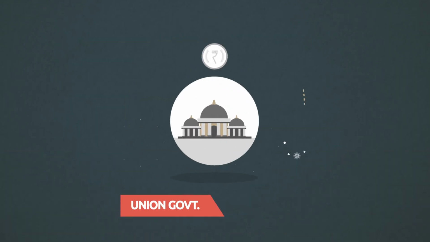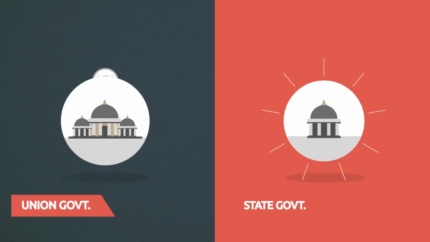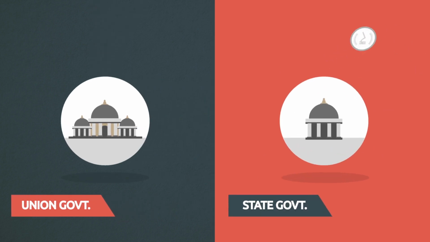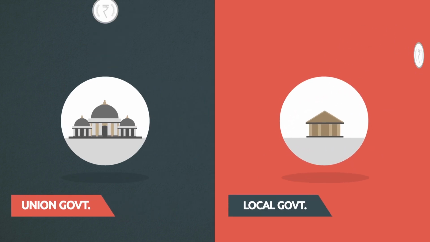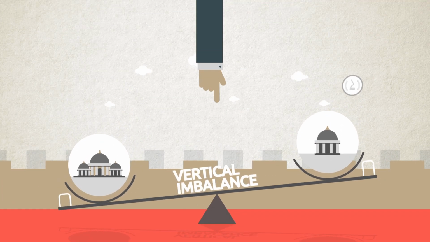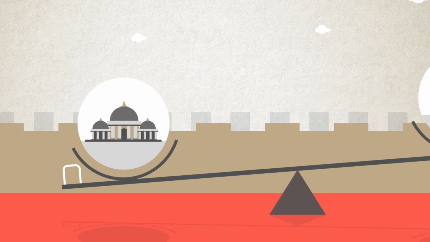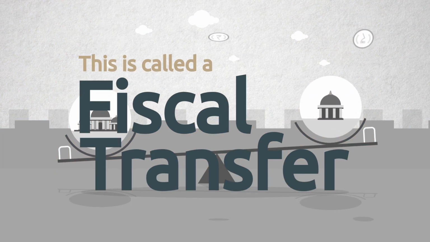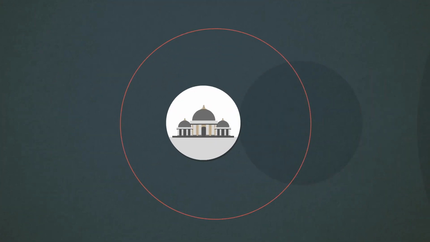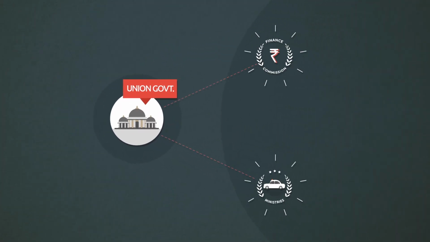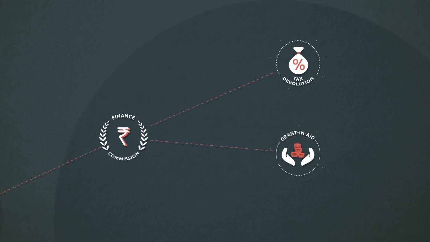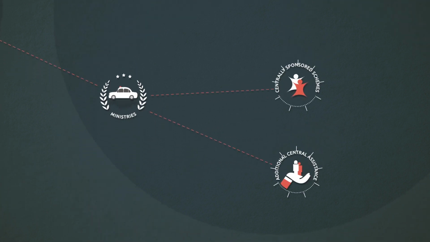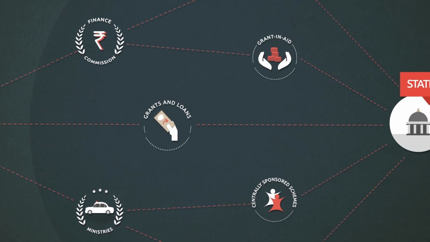The union government has the most yielding sources of tax revenue, while most of the expenditure is expected to be carried out by the state and local governments. This leads to a situation called a vertical imbalance. To address this, the union government transfers funds to states. These fiscal transfers take place through three channels: Finance Commission, central ministries, and other discretionary grants and loans.